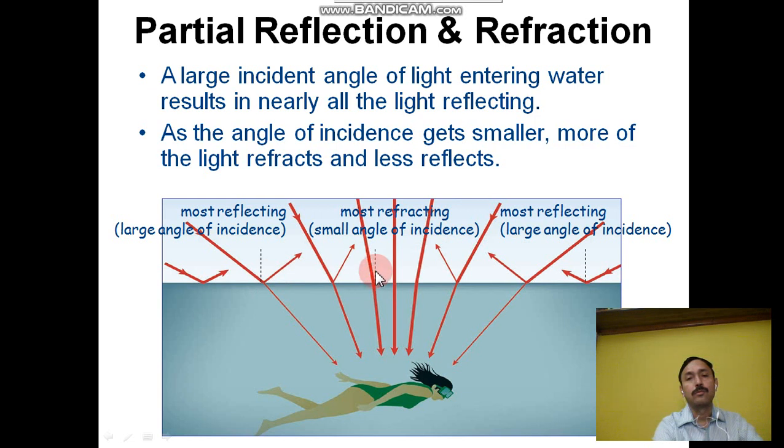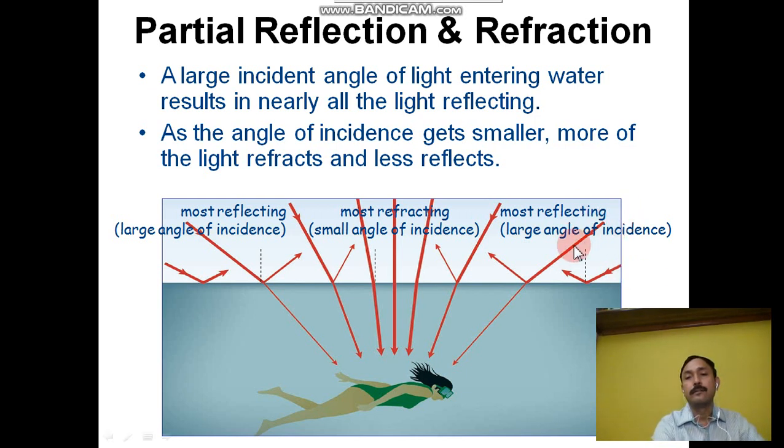As we come closer, this one is refracting and reflection becomes less. Here there is no reflection. It is passing along the normal. Again, the direction is changing. So it is most reflecting at a large angle of incidence, when the reflection will be maximum. It is most refracting at a small angle of incidence, when the angle of incidence is very small.